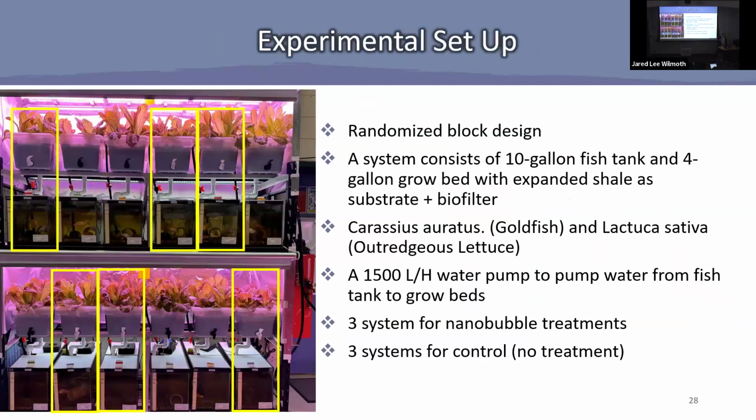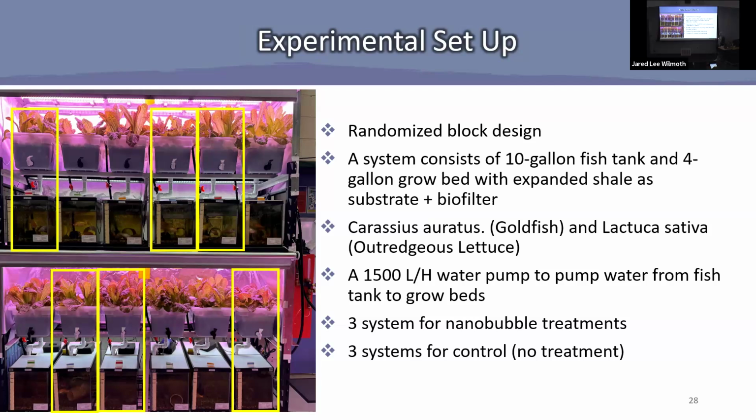So for the experimental setup, it's a randomized block design. Each system contains a 10-gallon fish tank and a 4-gallon grow bed with expanded shale as the substrate or the biofilter. I'm using goldfish as the fish in these systems. One of the reasons we decided to go with goldfish is because they're really sturdy. And we decided to go with lettuce because it's a commonly used crop for aquaponics.